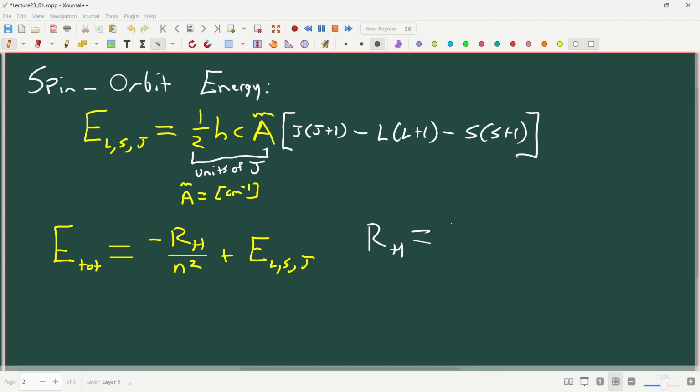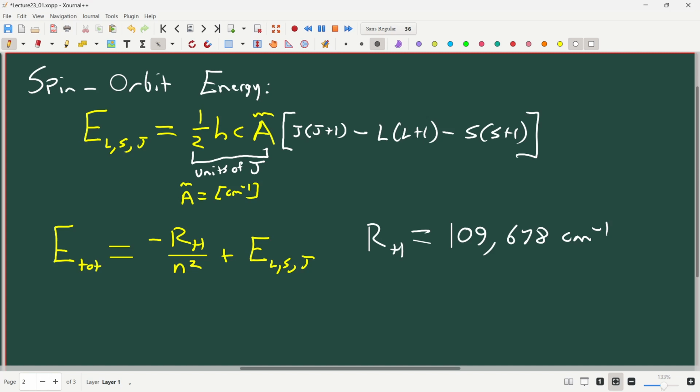So the Rydberg constant is 109,678 wave numbers. All right. So the difference between two energy levels in n is on the order of this number, right? Thousands and thousands of wave numbers. So the question, of course, is what's this energy difference at? What is the A constant, the size of it?